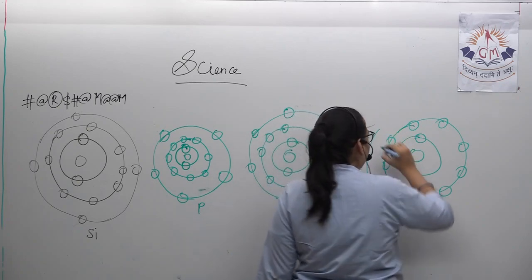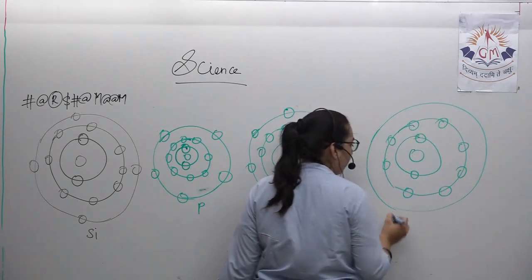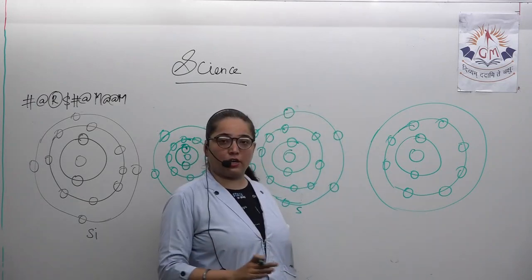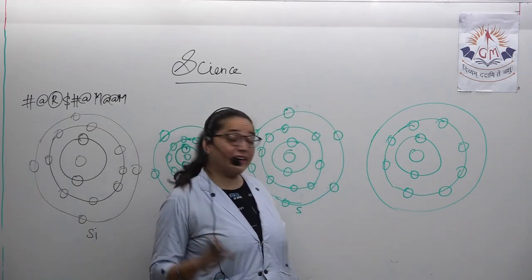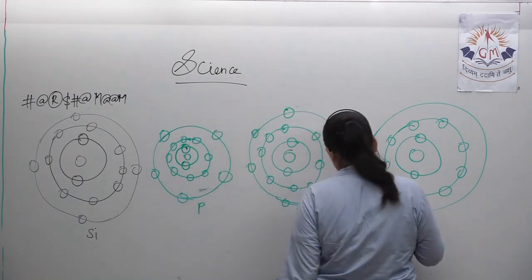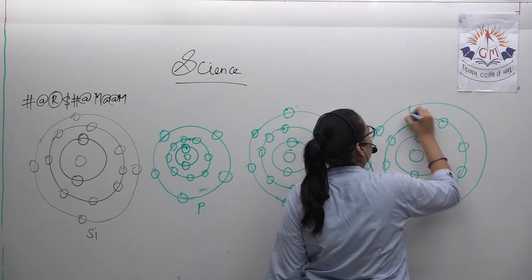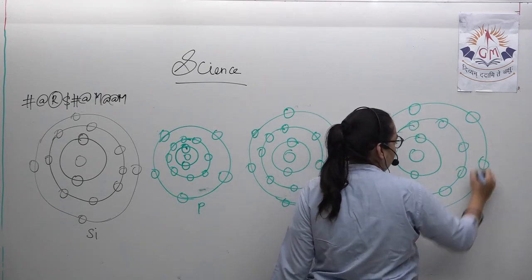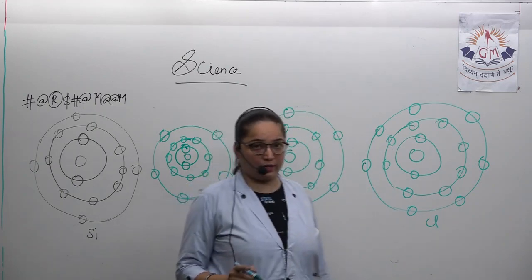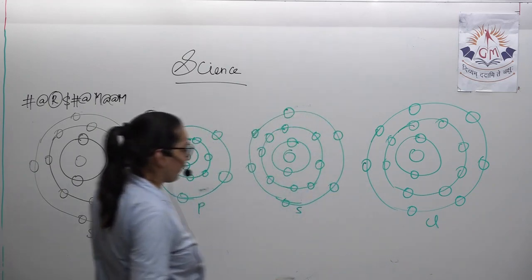After 8 gets accommodated, how many are remaining? Out of 17, 10 are gone. How many are remaining? 7. That 7 will come in the last orbit. This is about chlorine. Okay?